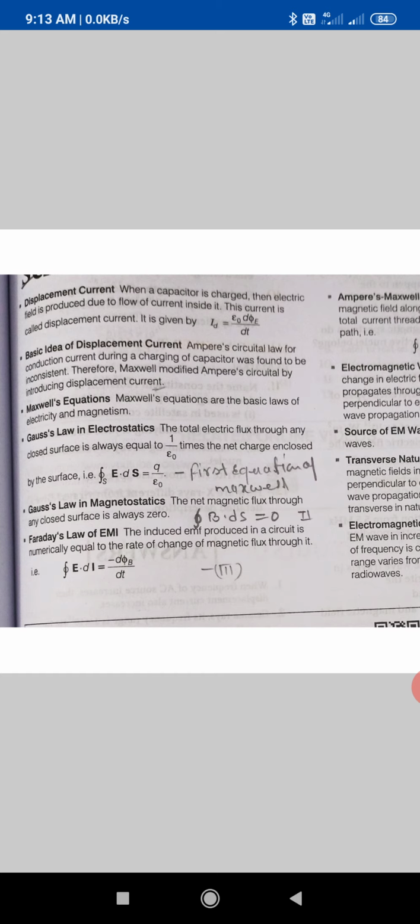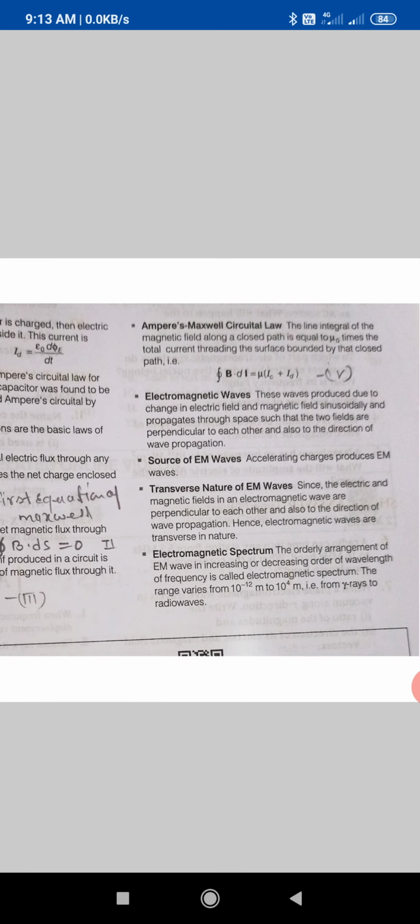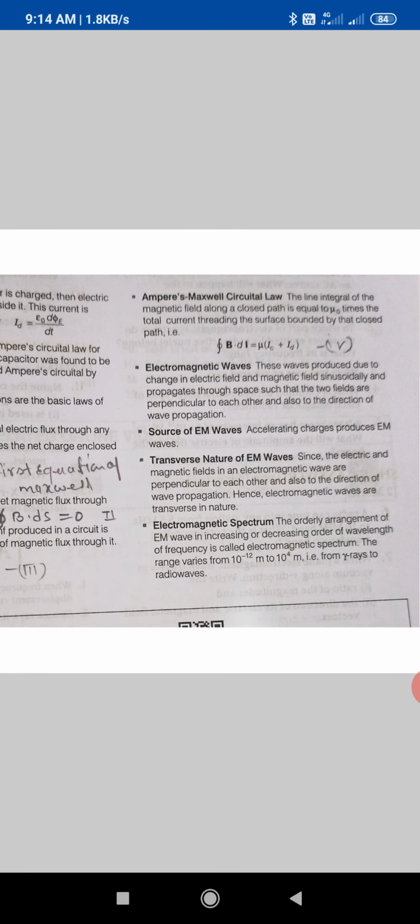Faraday's law of EMI. The induced EMF produced in a circuit is numerically equal to the rate of change of magnetic flux through it. Integration of E dot dl equals minus d phi B upon dt. This is the third equation of Maxwell. Next, Ampere's Maxwell circuital law.